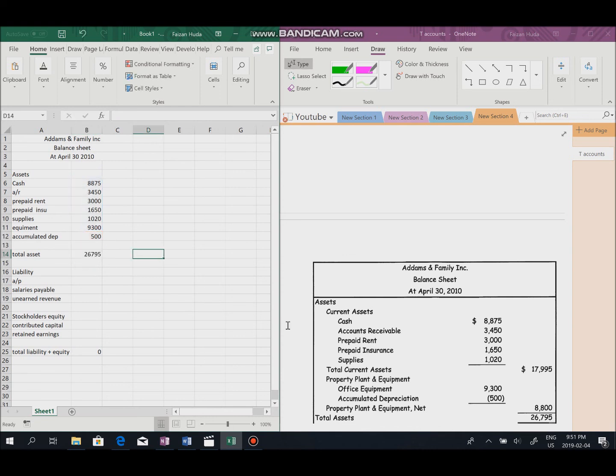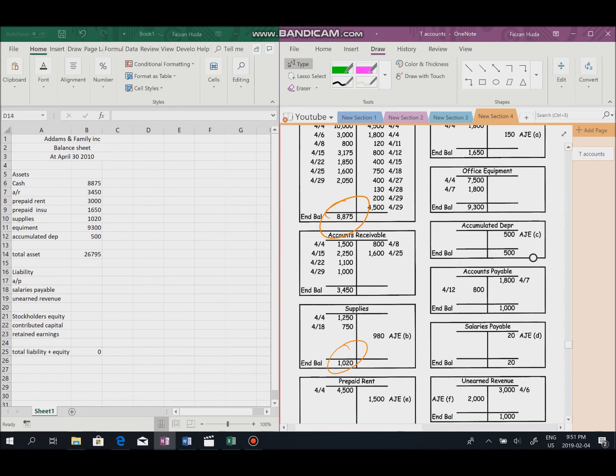Next, we gotta do the same for liabilities. I'm just gonna go up and check for my accounts. Just give me a second. It always gets bugged. Okay. So accounts payable. As you see, I'm just getting my final balance over here. This goes over here. Salaries payable 20. Unearned revenue was basically, as you see, 1,000.